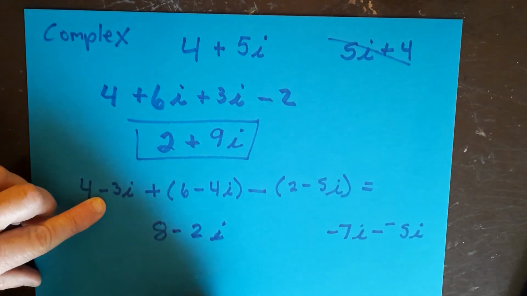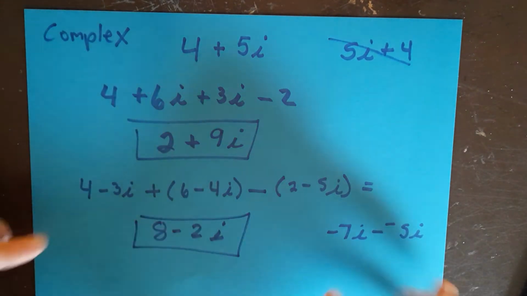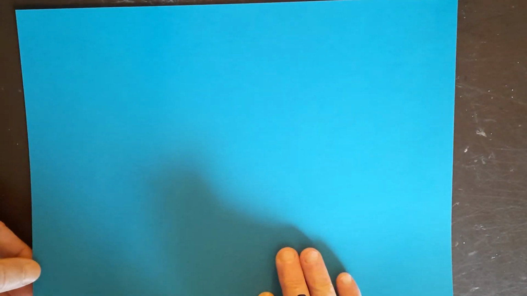8 and a negative 2i. So that would be our answer. So pretty simple, pretty straightforward when you add and subtract them. But what happens when we start to multiply them? It gets a little different.